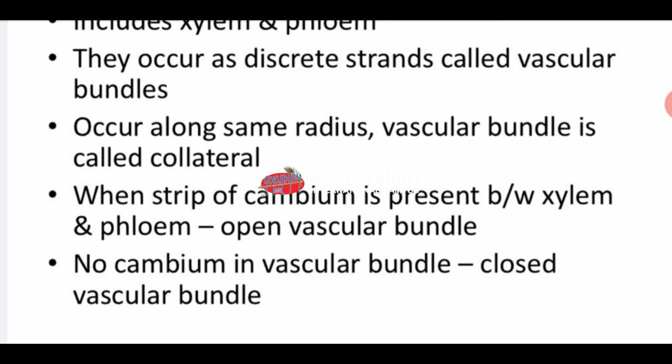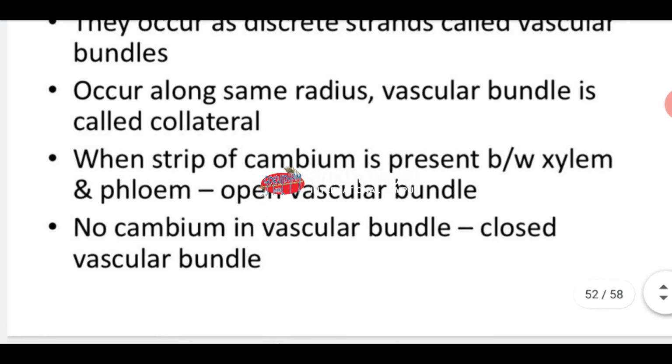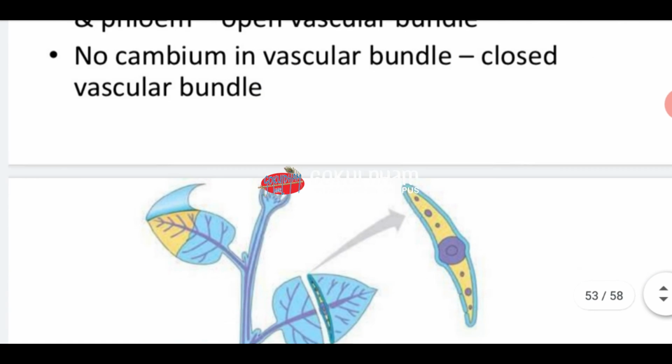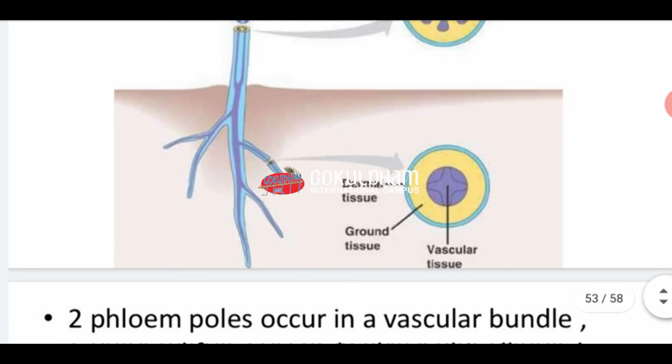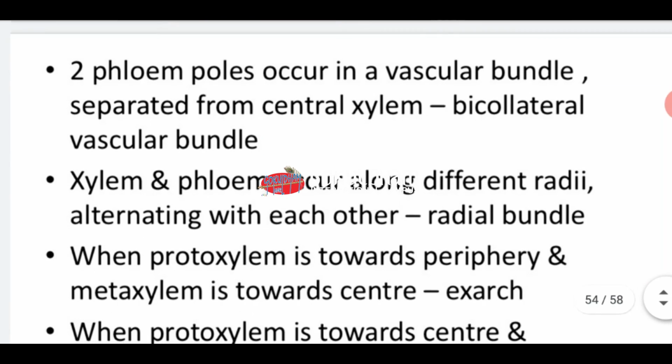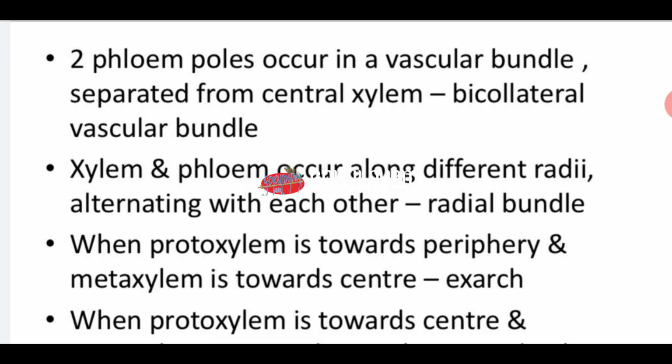And when no cambium is present between the xylem and phloem, this type of arrangement is known as a closed vascular bundle, which is present in monocots. When two phloem poles occur in a vascular bundle separated by the central xylem, we call it a bicollateral vascular bundle.